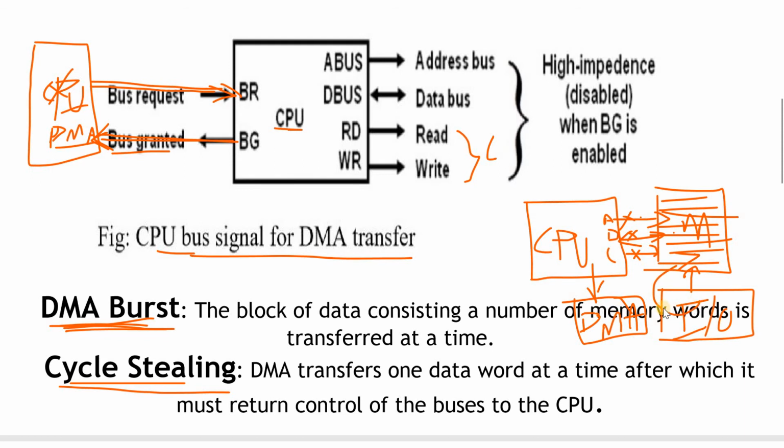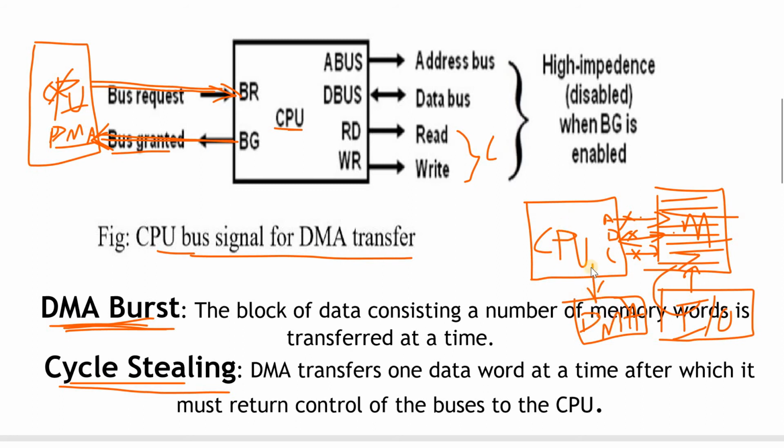So that means for every word transfer, the DMA receives the access cycles from the CPU. So when it receives some cycles from the CPU, the processing capacity of the CPU will decrease. That means the operation speed decreases. If the operation speed decreases, the CPU accessing speed decreases.